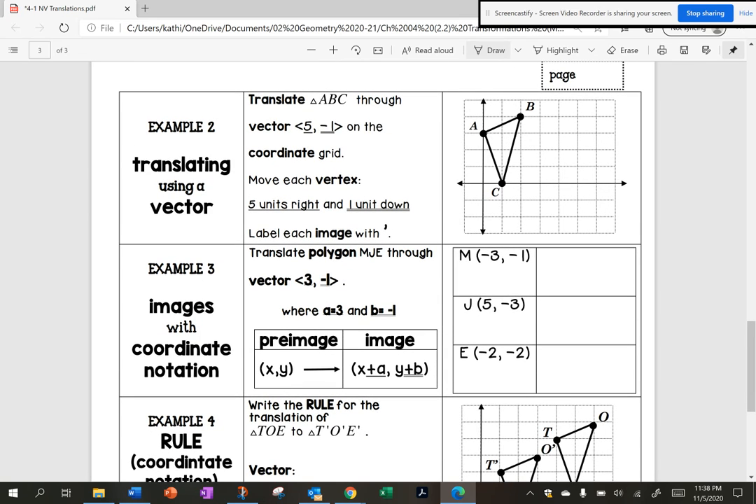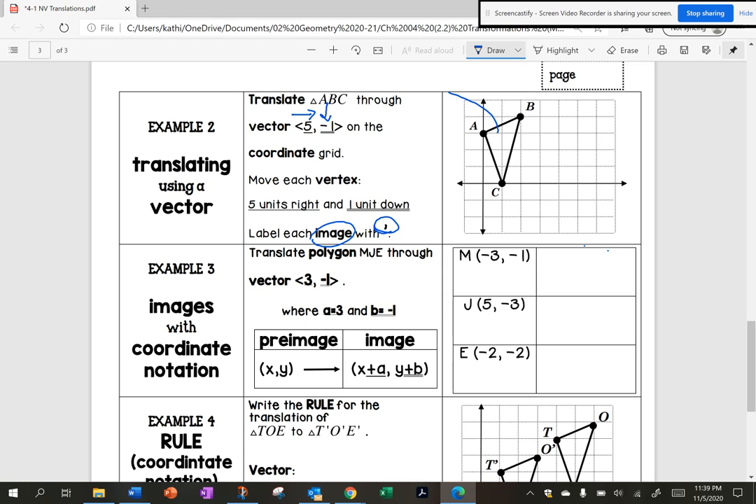Okay, so let's translate using a vector. I want to translate triangle ABC through vector ⟨5, -1⟩ on the coordinate grid. So I'm going to move 5 units to the right and 1 unit down. This is telling me 5 units to the right because it's positive, and 1 unit down because it's negative. And then I want to label the image with the primes.